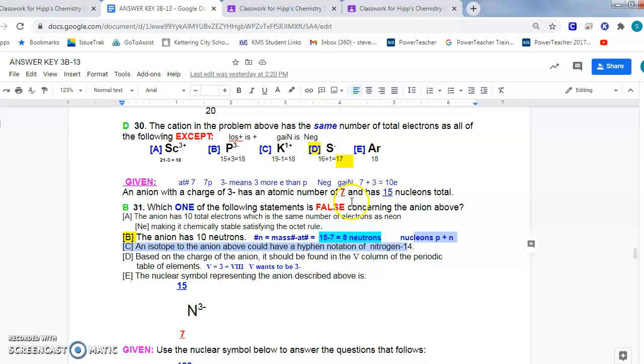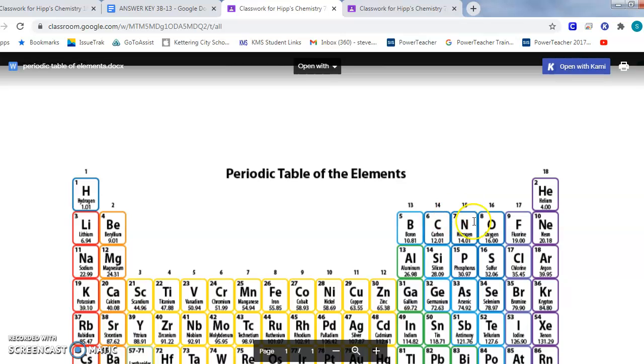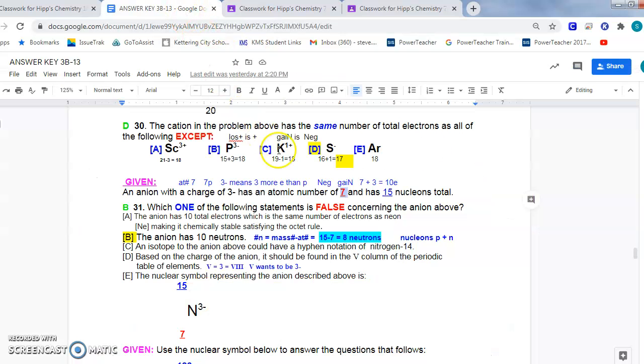Well, first of all, is this even nitrogen? Atomic number 7. Who's atomic number 7? Nitrogen is atomic number 7. The hyphen notation for this one then would be nitrogen-15. Could an isotope be nitrogen-14? Absolutely. For it to be an isotope, they both have to be nitrogen, but their mass numbers would have to be different. That's true. This mass number is 14. The original atom had a mass number of 15.